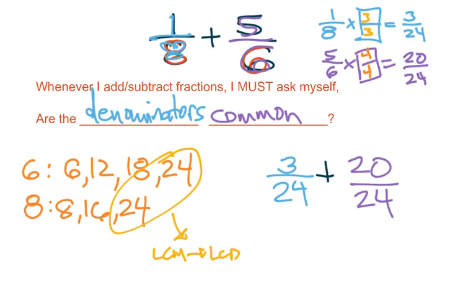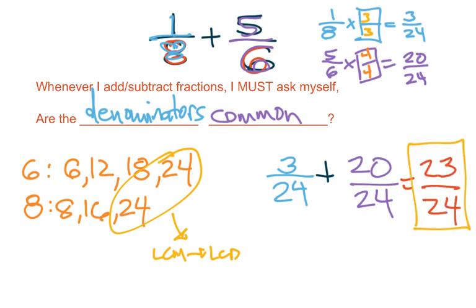Now when I go to add these, I notice that the denominators are common, so all I've got to worry about is the numerator. So I'll say, okay, 20 plus 3 is 23, and I keep the same denominator, and I say 24. Boom! There is more.